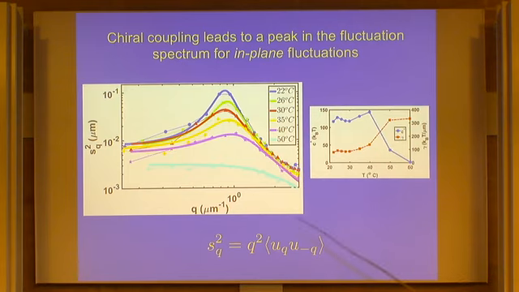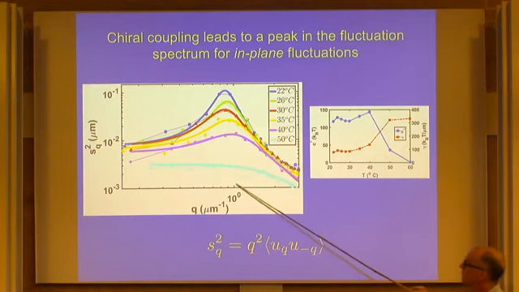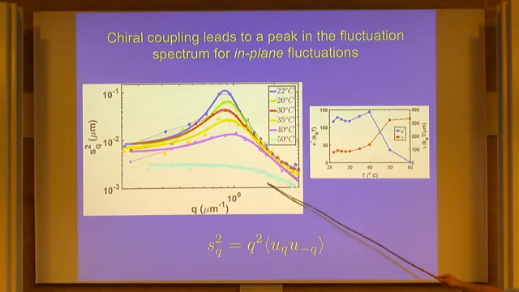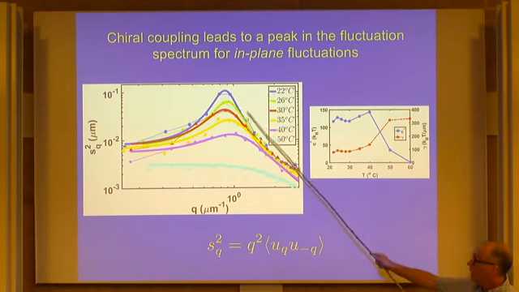So this is, again, the power spectrum, the plot of the mean square amplitude of the fluctuations as a function of Q for different chiralities. Light blue is 50 degrees Celsius, so that's less chirality. Increasing chirality means smaller line tension, and you see this peak developing.